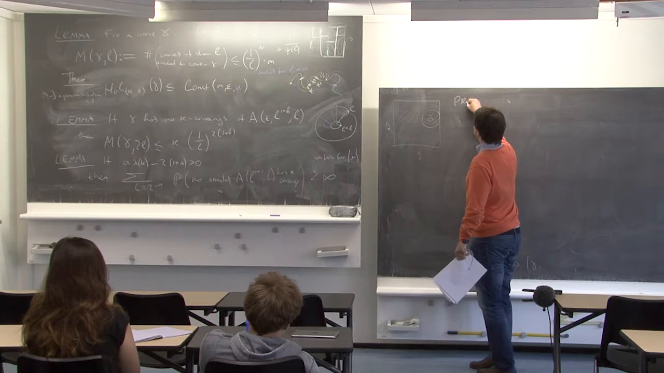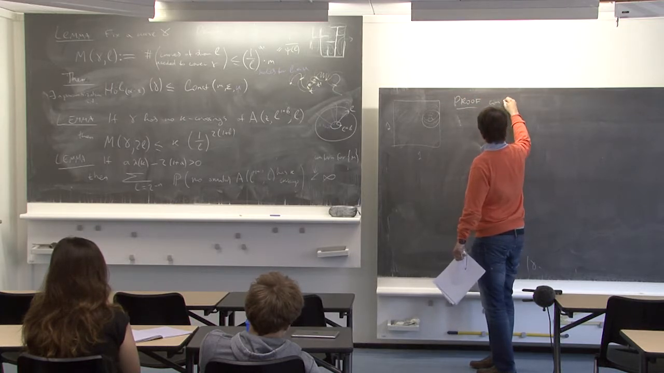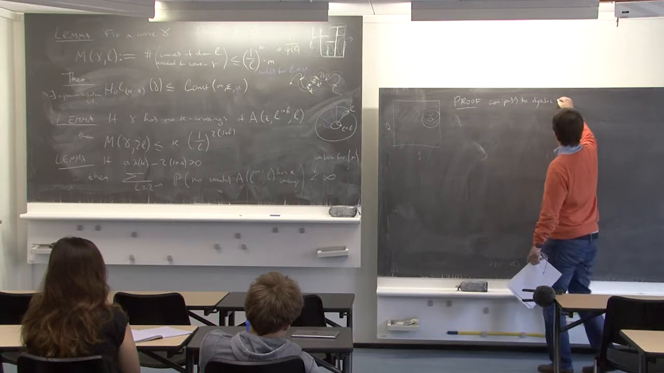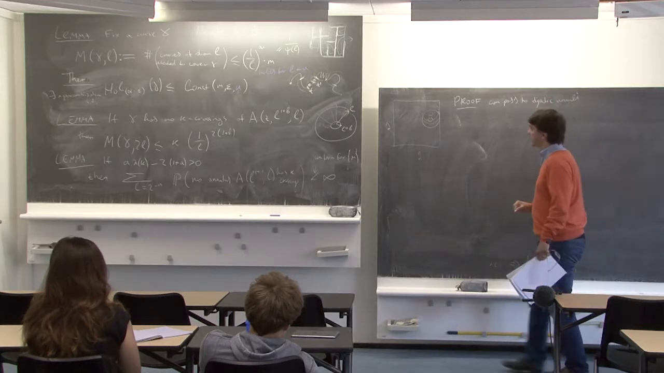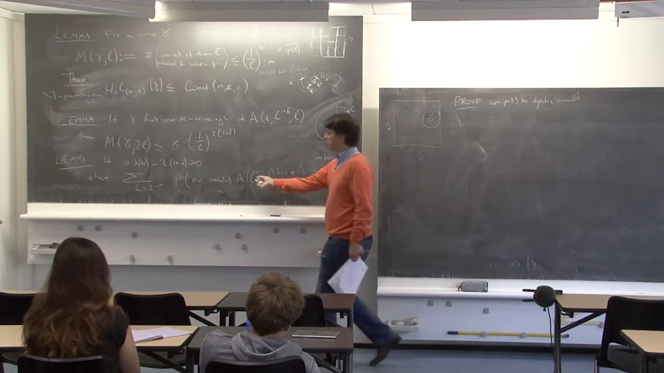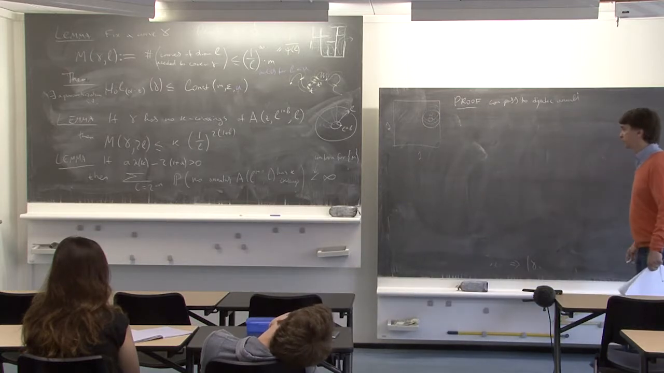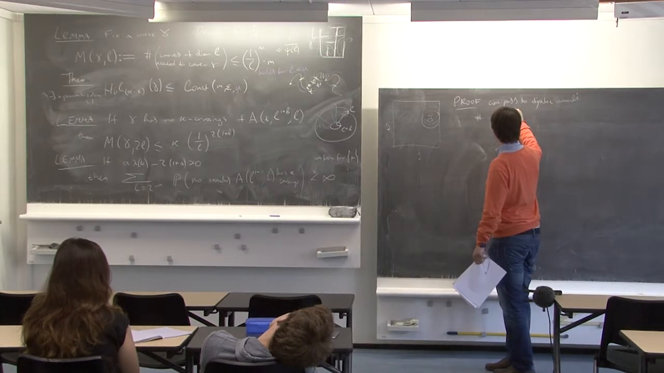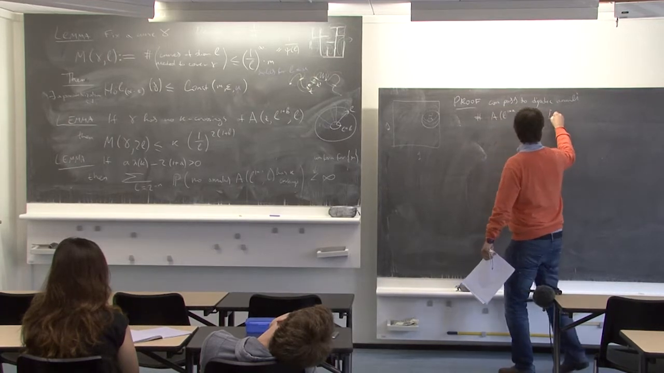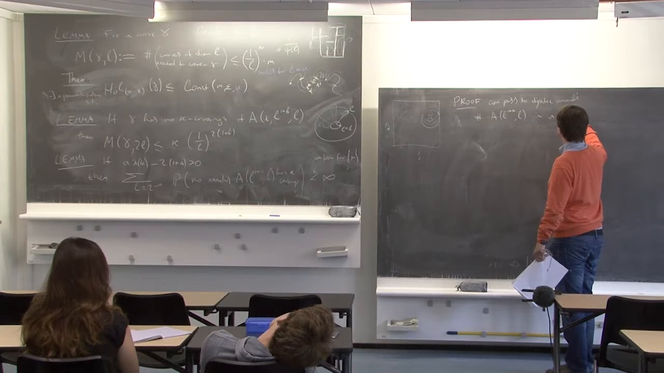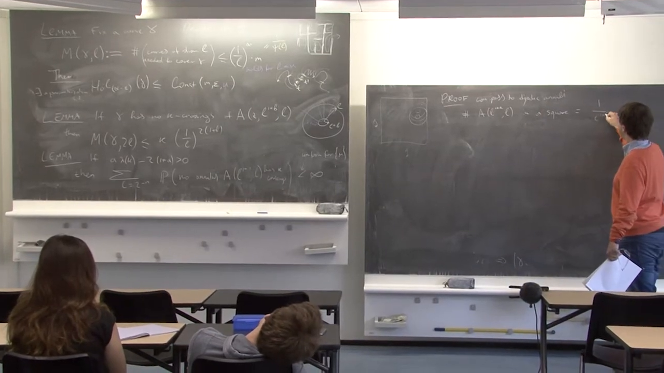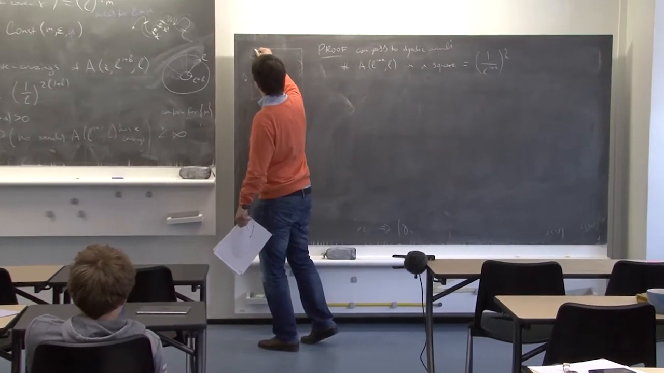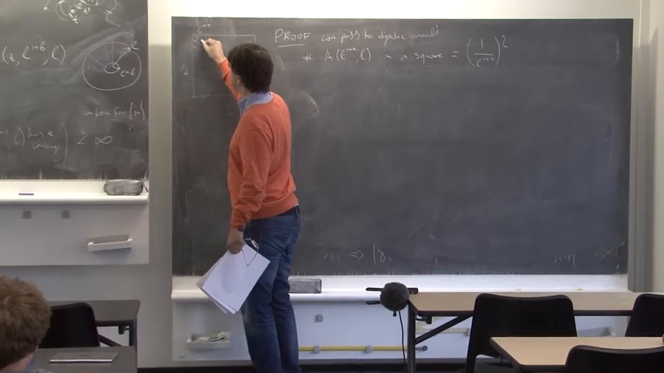proof. We can pass to dyadic annuli by just sort of moving the size a little bit. But essentially the main thing is that the total number of A(L, 1+a)L in a square is equal to 1 over (L(1+a)) squared, because essentially you just count how many circles of radius L(1+a) you need to cover your square.